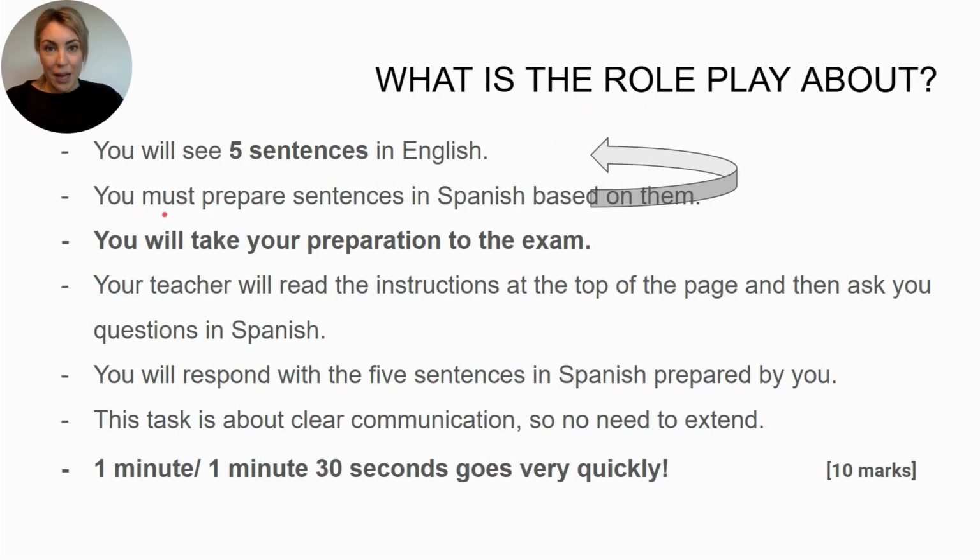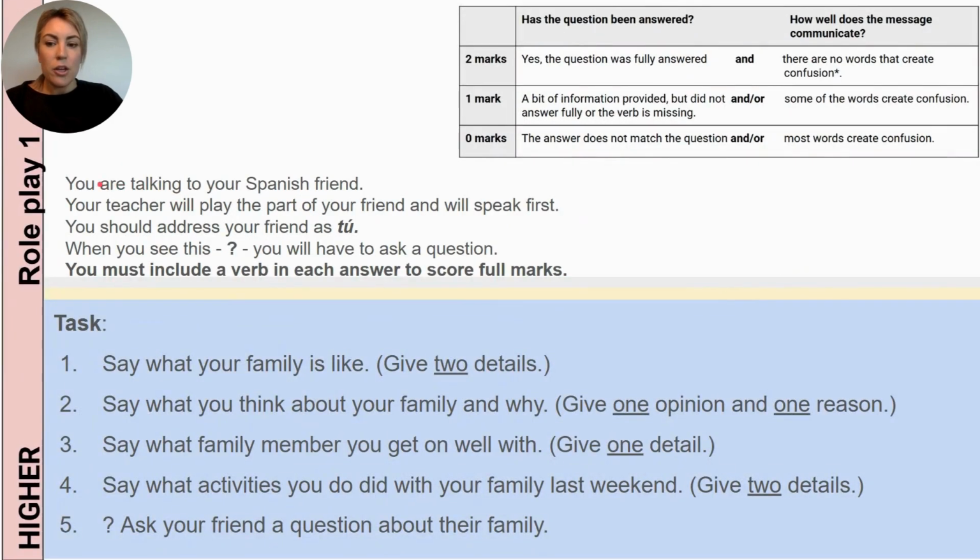Now, the role play, what is it about? You're going to prepare in the preparation room. You're going to prepare 5 sentences in Spanish, but you will be given 5 sentences in English, like so. You are given the situation, you are talking to your Spanish friend, you're going to address them as tú. When you see a question mark, you will have to ask them a question, and then you must include a verb in each of your written answers in Spanish. And you will see 5 instructions like 1, 2, 3, 4, and 5, saying what you have to say. That is to be said in Spanish.